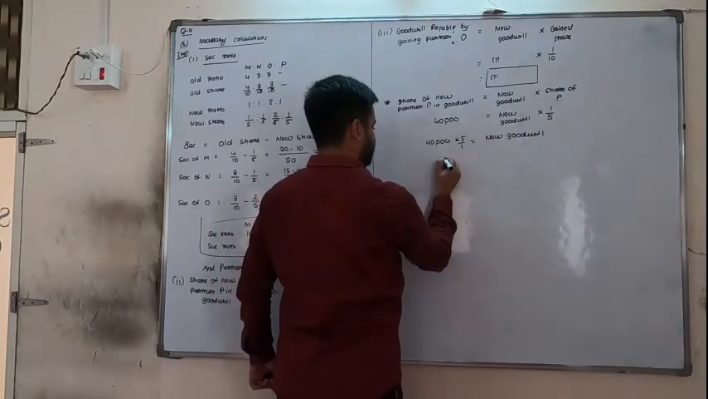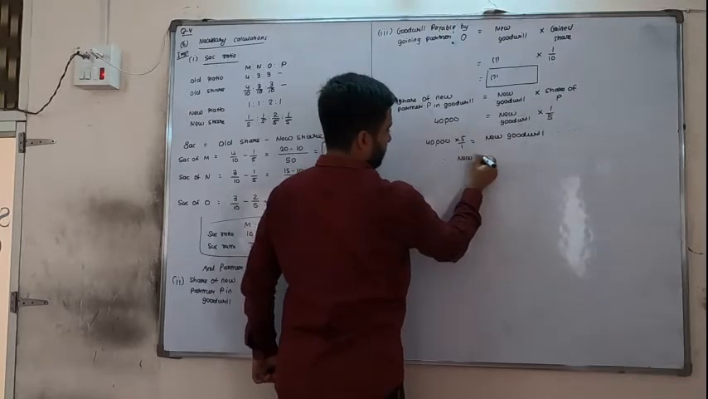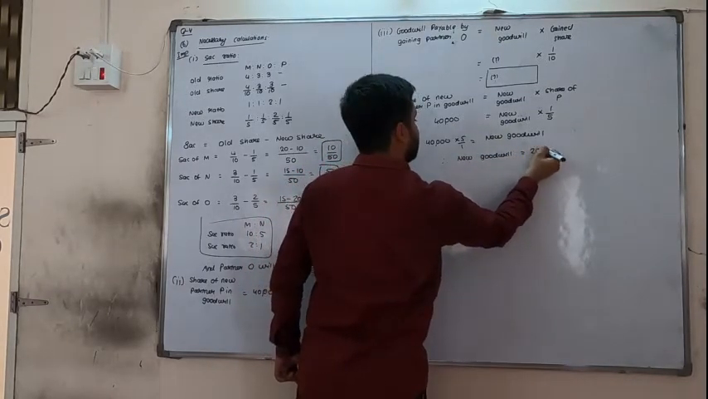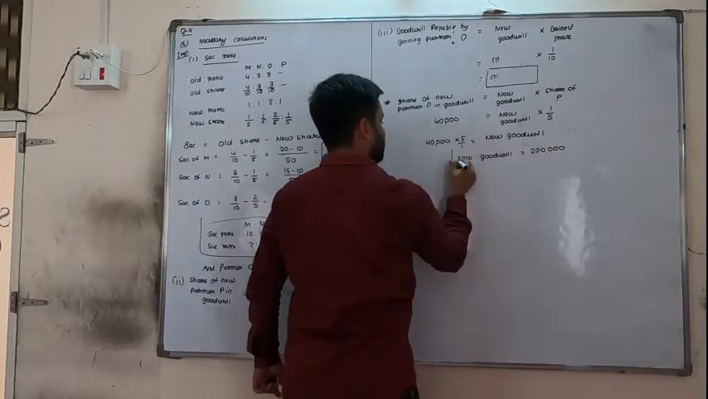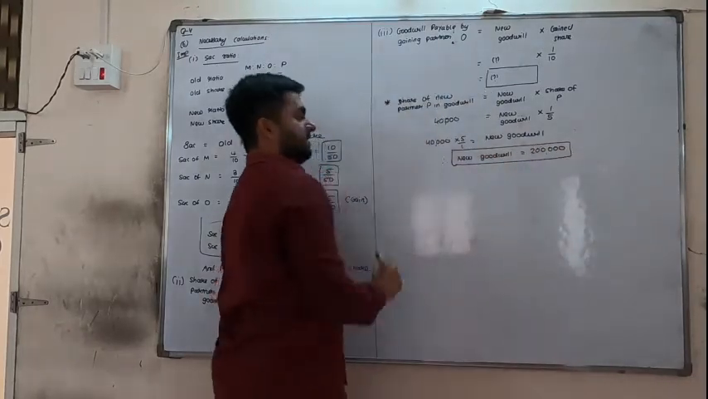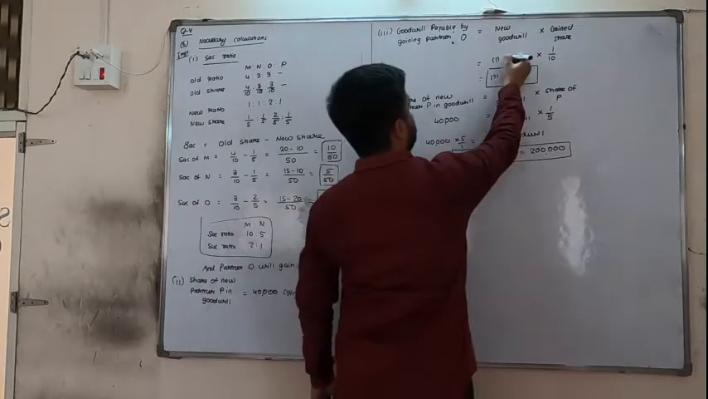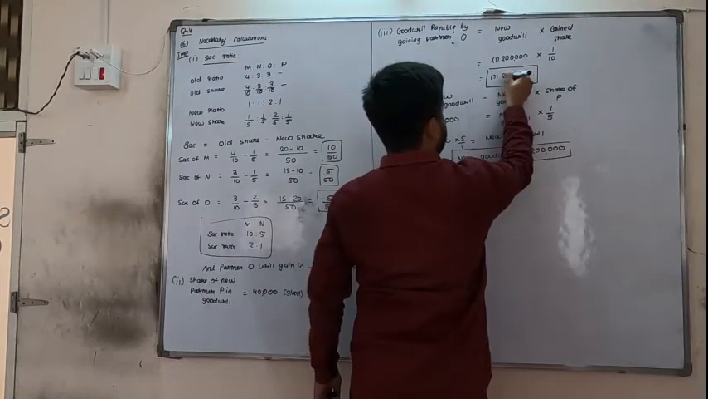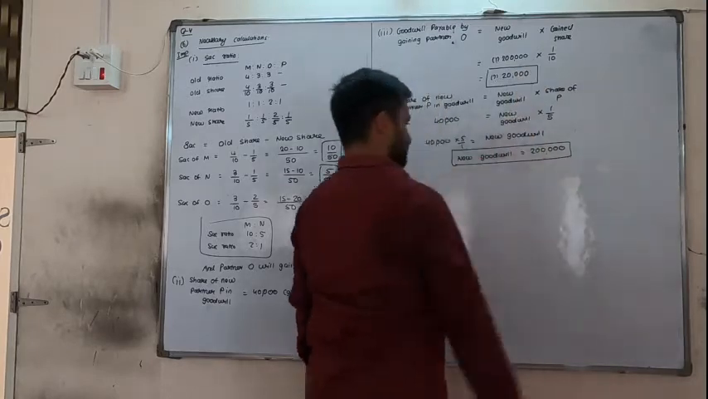Therefore, new goodwill is 2 lakh rupees. And that same thing will be used again here. 2 lakhs into 1 by 10, the answer would be 20,000.